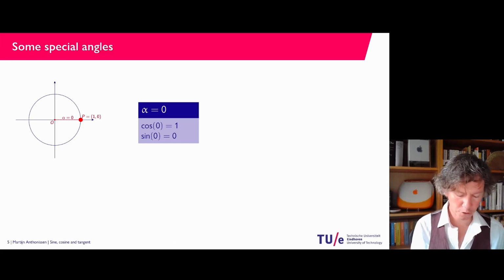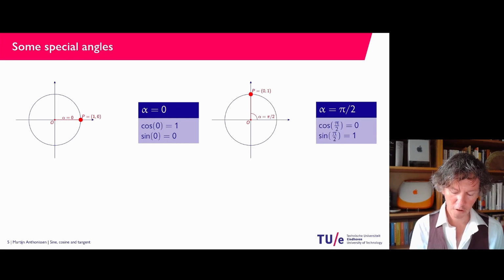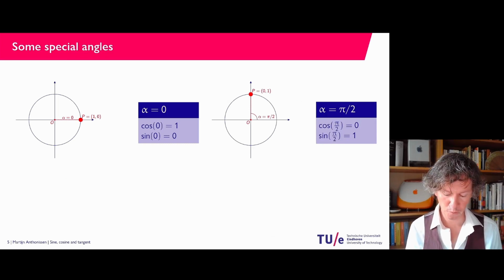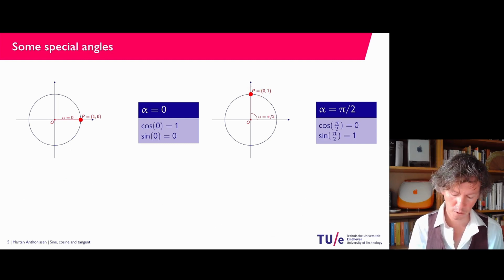A couple of special angles. If we just start here in this point, then alpha equals 0, and you can immediately read off the cosine and the sine value. It's 1 and 0. If you move 90 degrees, so pi over 2, then the cosine of pi over 2 is 0 because the x-coordinate of this point is 0, the y-coordinate is 1, so the sine of pi over 2 is 1.